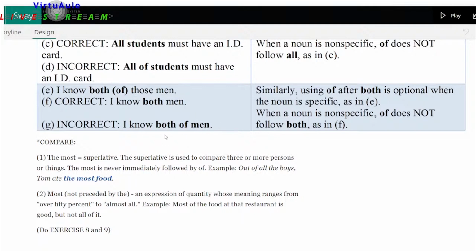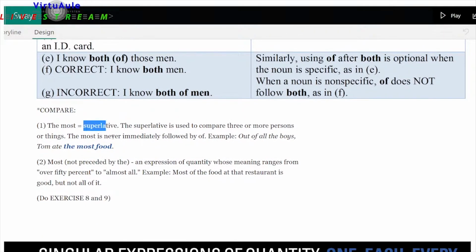I know both men. Okay, most is superlative. The superlative is used to compare three or more persons or things. The most is never immediately followed by of. The most. All of the boys, Tom ate the most food. So we don't put most of the.